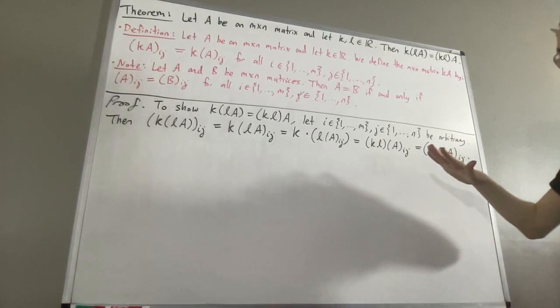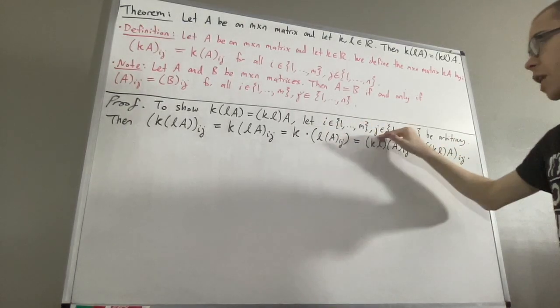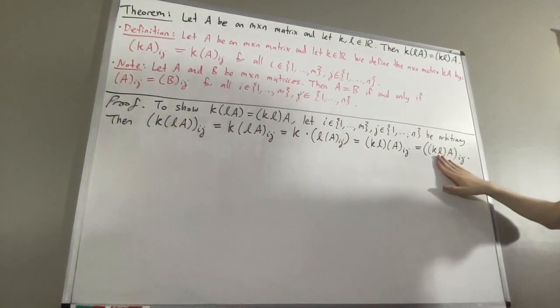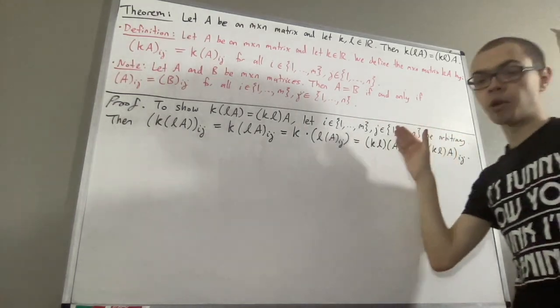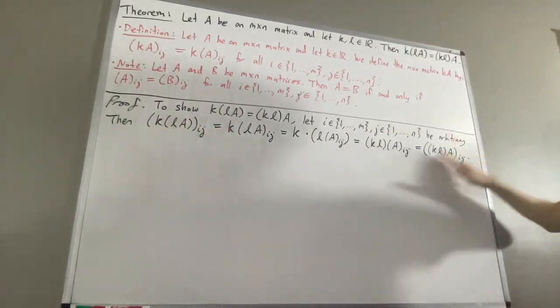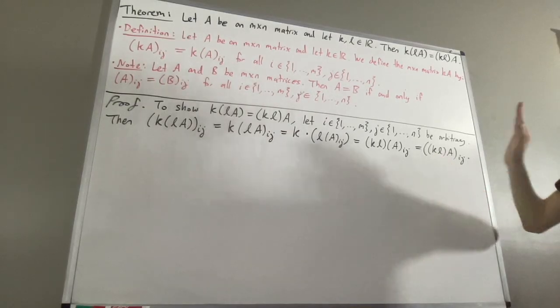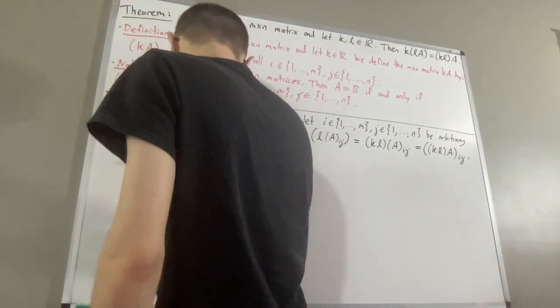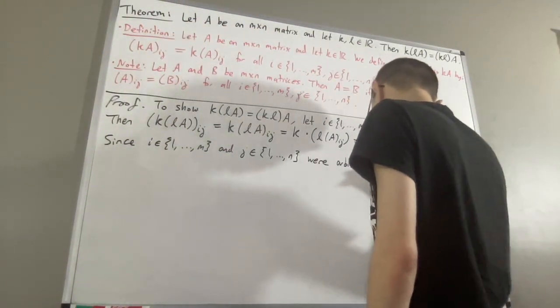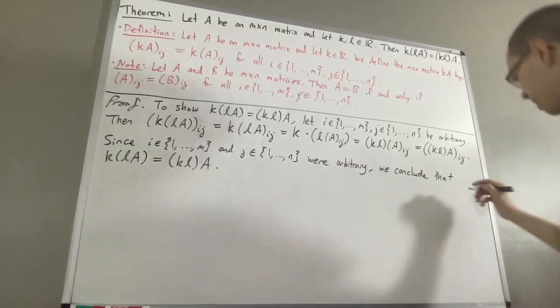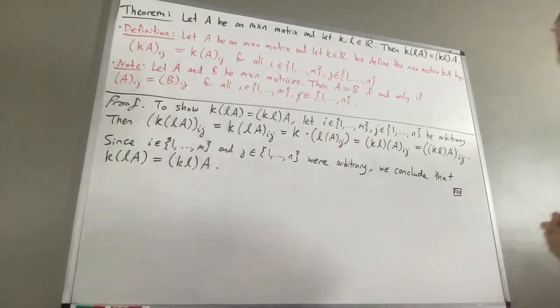So, putting this all together, we have shown, given arbitrary i and j, the ij entry of this matrix is equal to the ij entry of this matrix. Since i and j were arbitrary, we can conclude that for all i and j, the ij entry of this matrix is equal to the ij entry of this matrix. But that's precisely what it means for these two matrices to be equal. And so we're done. This completes the proof. And so yeah, that's pretty much it for this video.